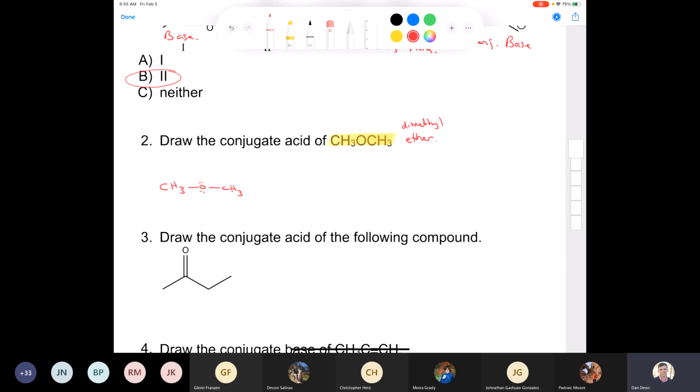So if dimethyl ether behaves as a base and it accepts a proton, then we're going to end up with a conjugate acid. So it's going to accept H plus, and it's going to accept it on the oxygen like this. And so this would be the conjugate acid of dimethyl ether.